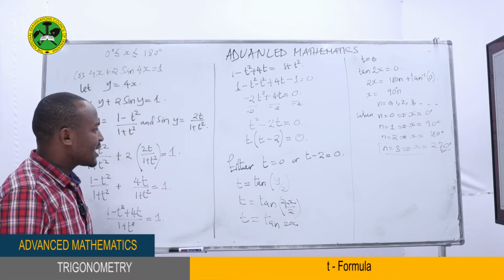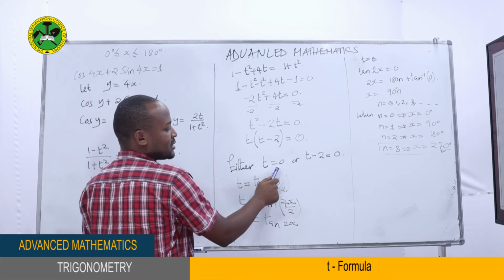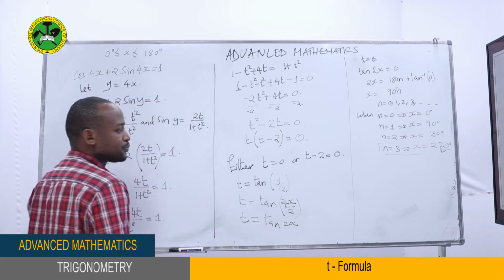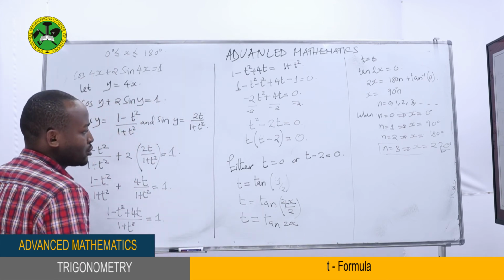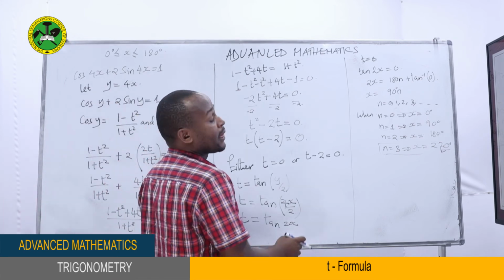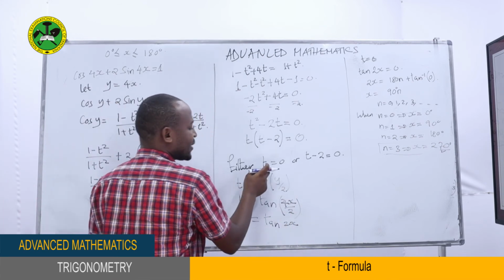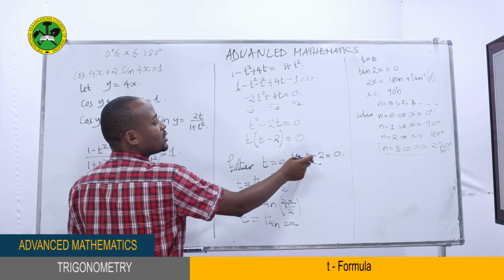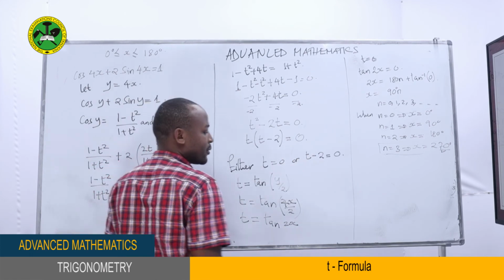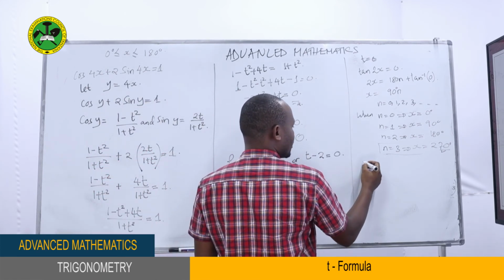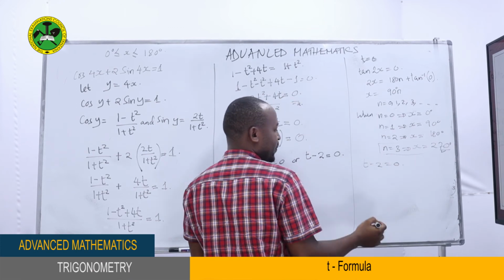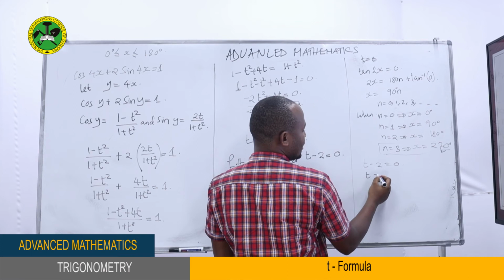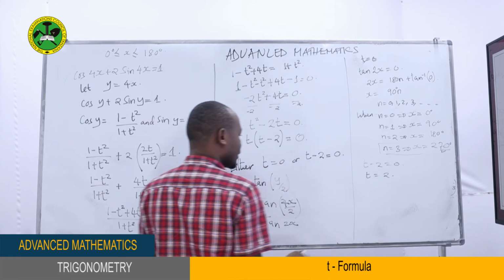Now let's go to the second part. Remember we said that t is equal to 0 or t is equal to 2. And remember we say that either t is equal to 0 or t minus 2 is equal to 0. That is to say, t minus 2 is equal to 0, and then this is t equals 2.